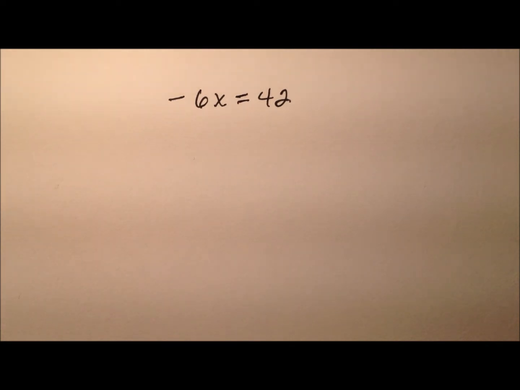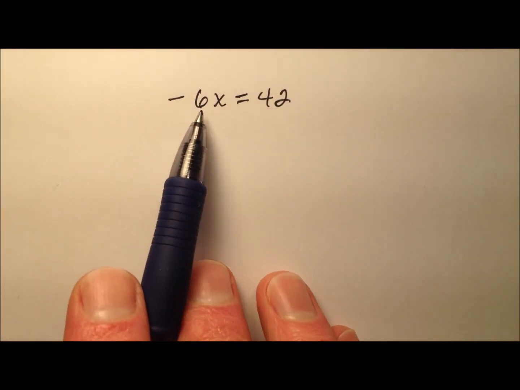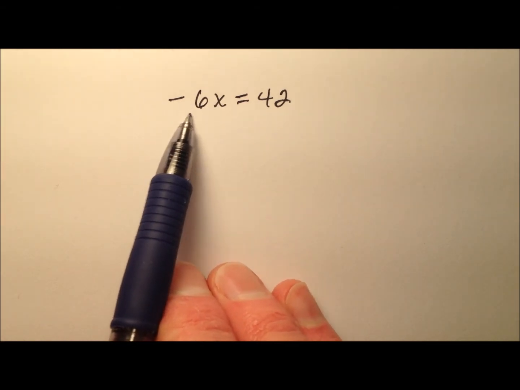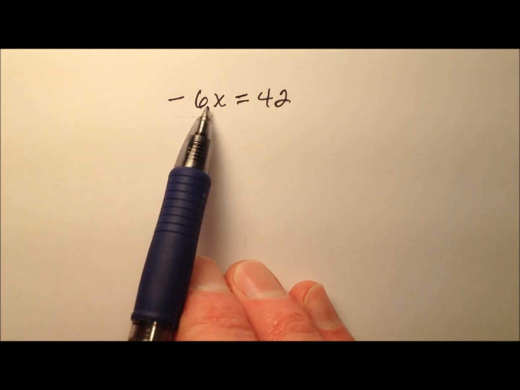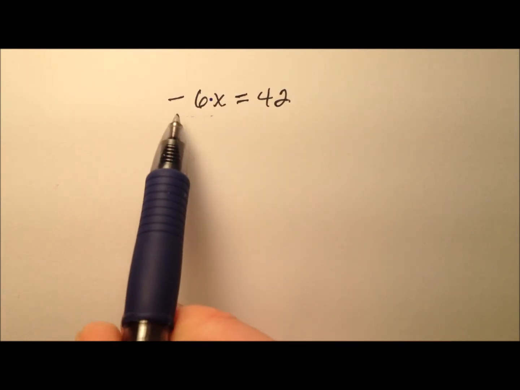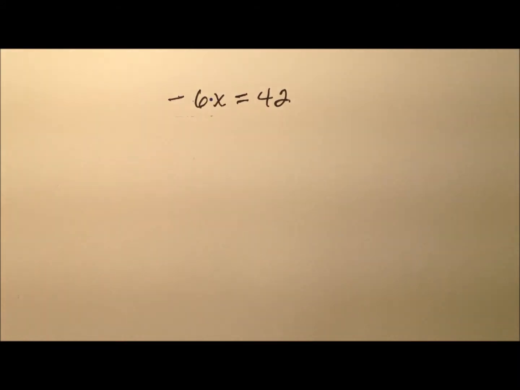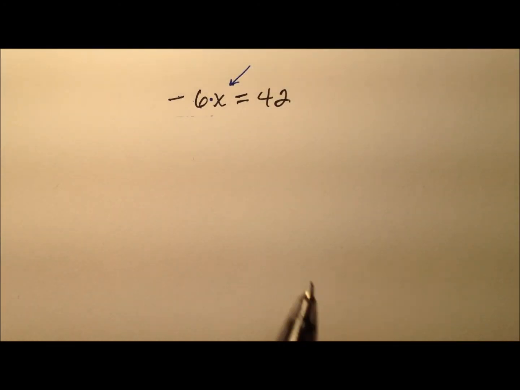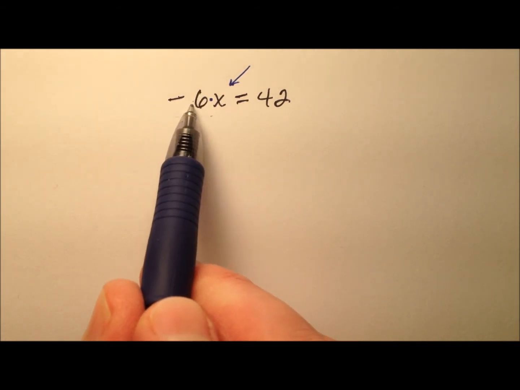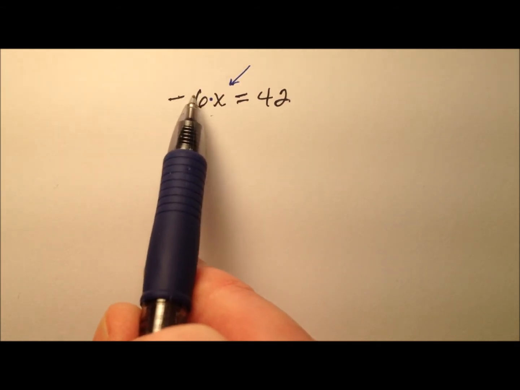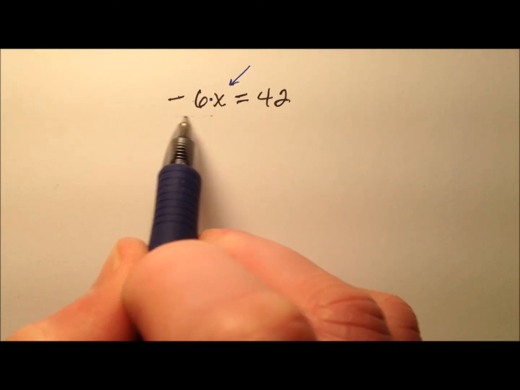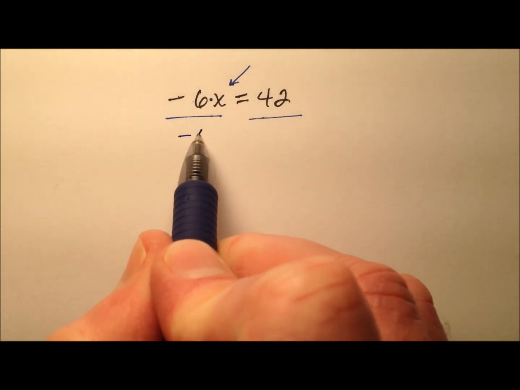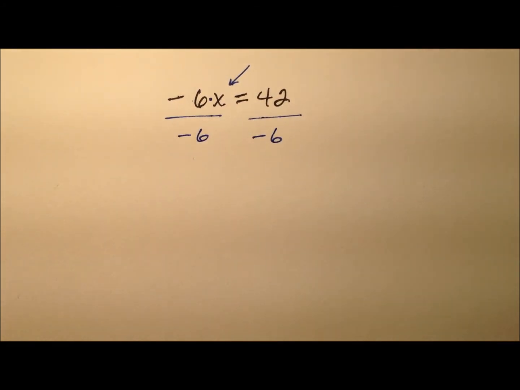All right, so in this first example, we see that we have negative 6x equals 42. Remember, when you have a number in front of a variable, this is called a coefficient, and the operation that we're dealing with is multiplication. This is negative 6 times x equals 42. So if we're trying to isolate this variable x, we need to get rid of this negative 6 from this left side. And right now this negative 6 is being multiplied by x, so we will do the inverse operation of multiplication. So let's go ahead and divide both sides of this equation by negative 6.